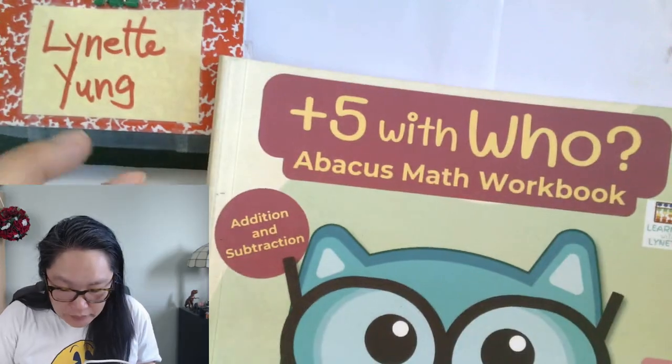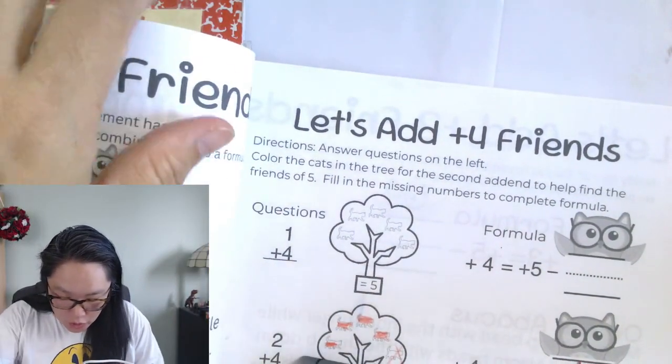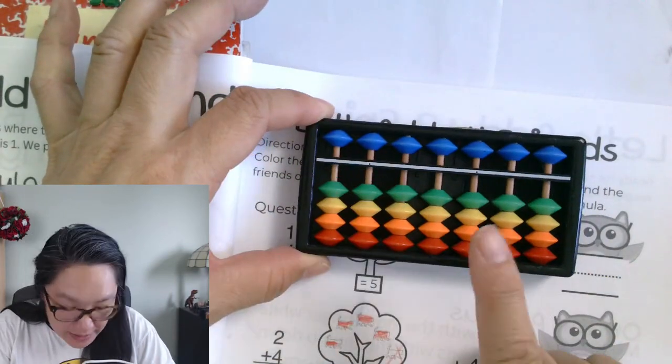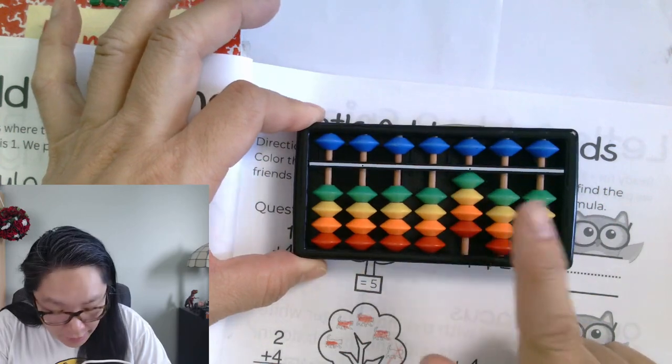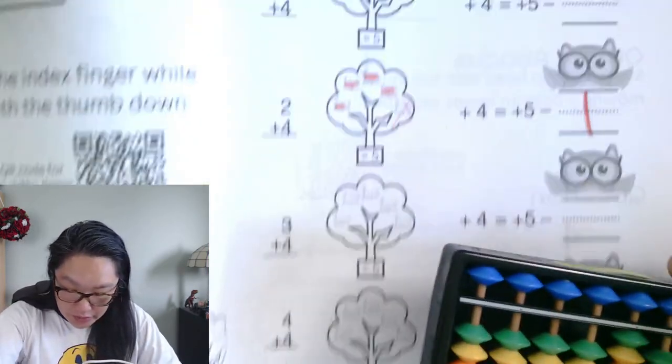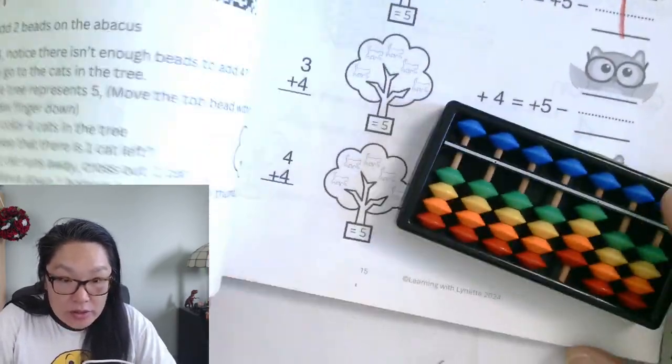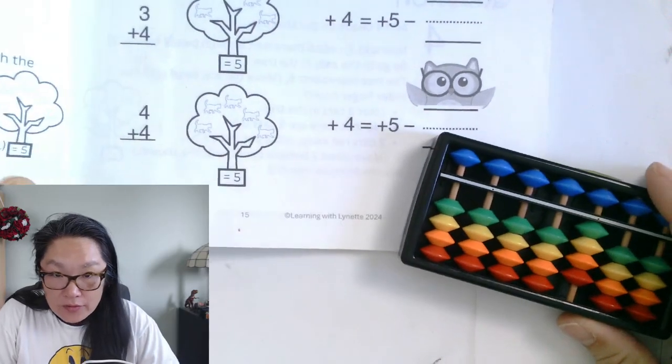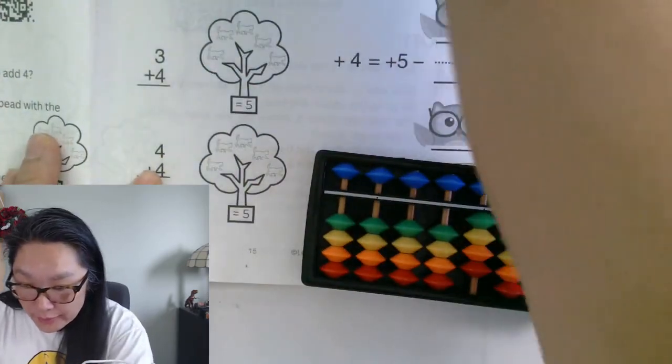Okay. So what we're going to do is we're going to add 4. If you notice, I do not have any more beads to add another 4. So I have 4 and I want to add another 4. I don't have another 4. Now what are we going to do? This is the question, 4. Right? We have our question.